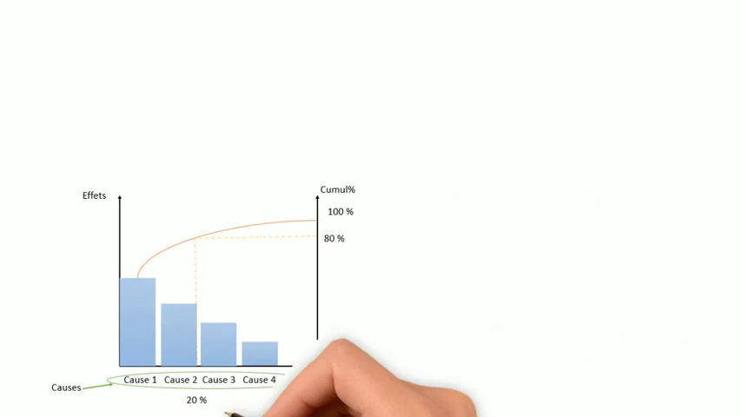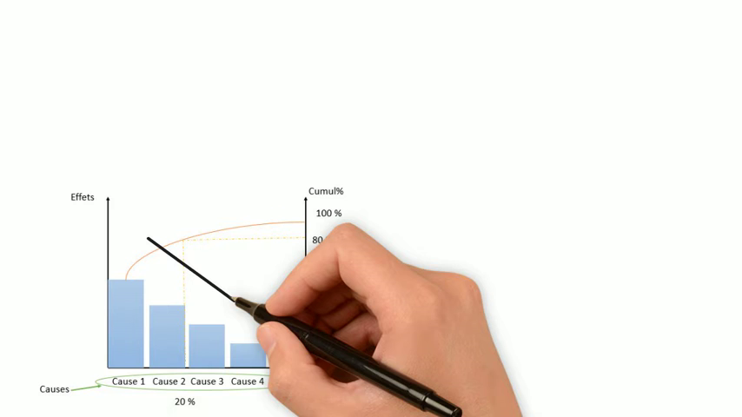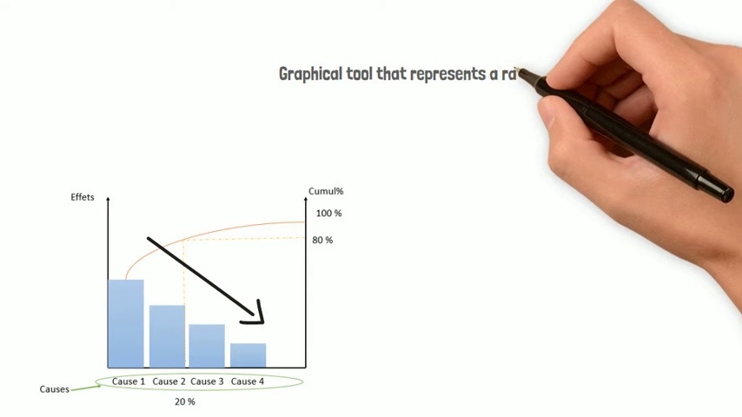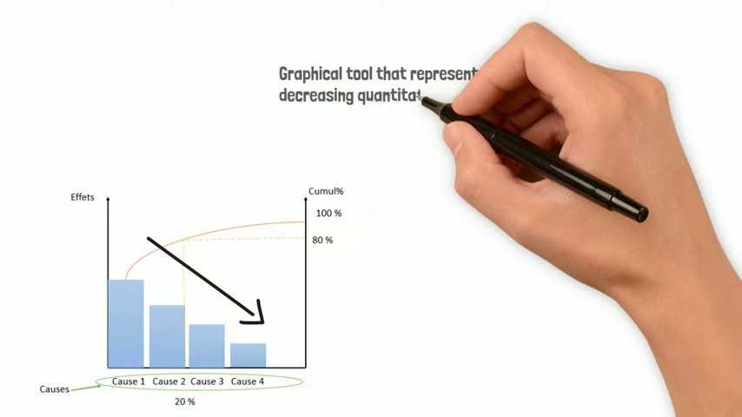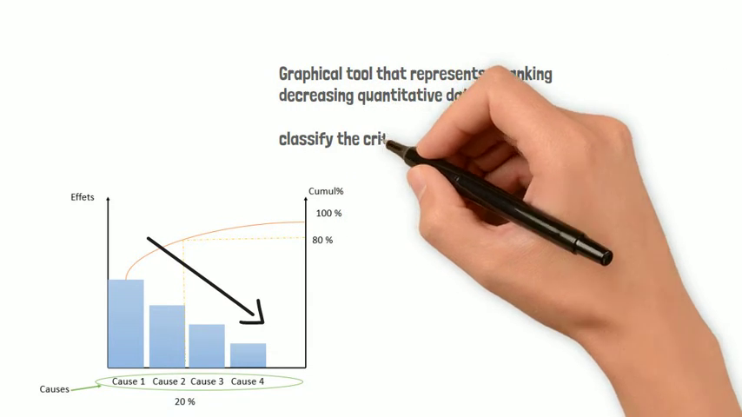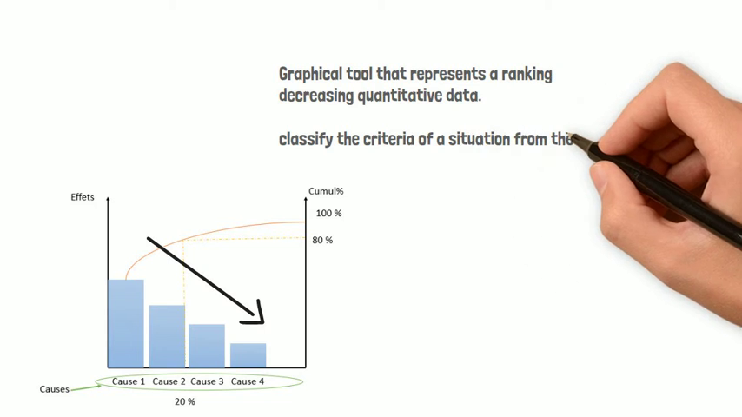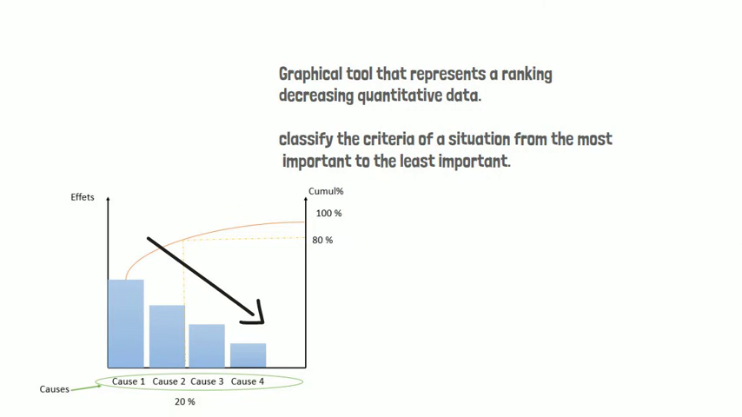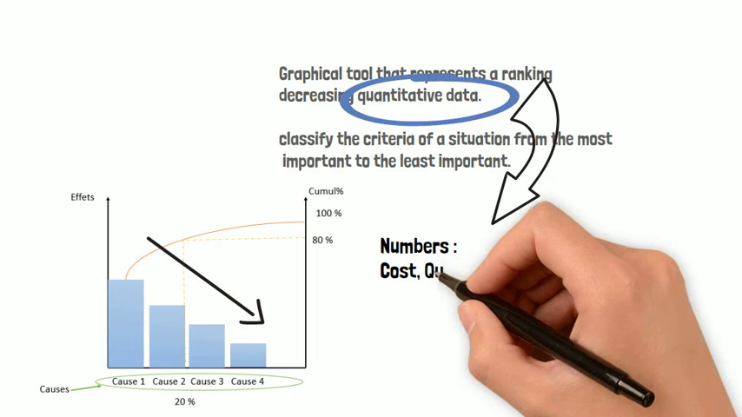So, what is the Pareto Diagram? It is a graphical representation tool which is presented in the form of a series of columns and which consists of classifying quantitative data in descending order, from the most important criteria of a situation to the least important, in order to improve this situation. This diagram is used only for quantitative data as, for example, quantity, cost, frequency, etc.